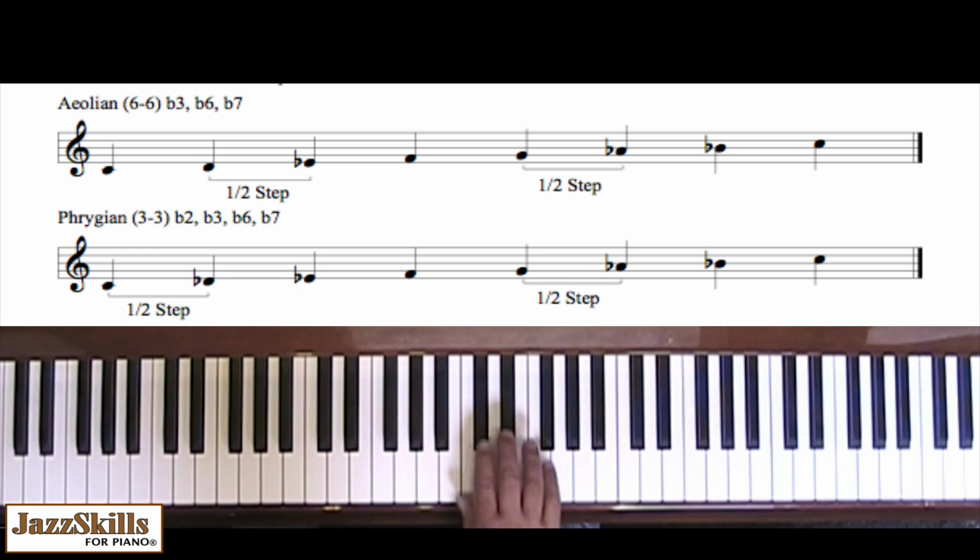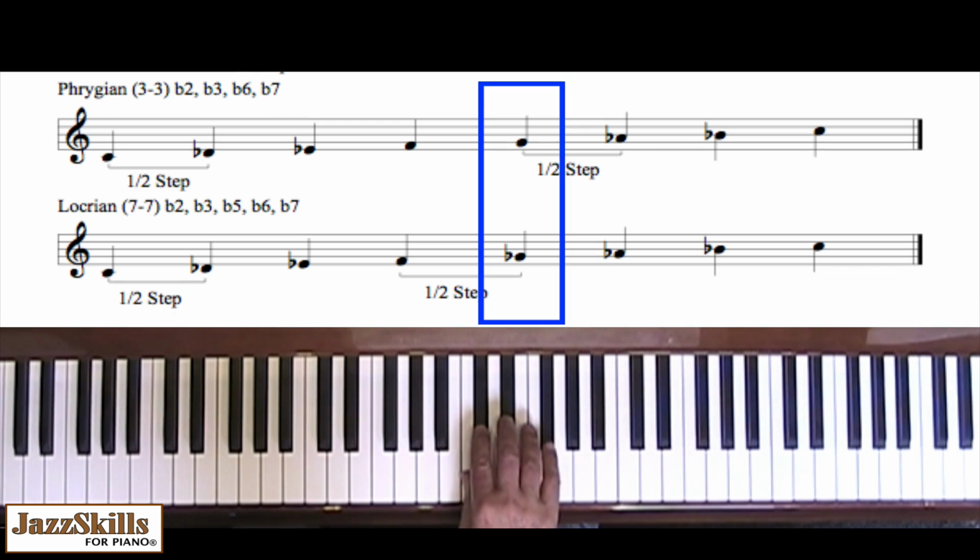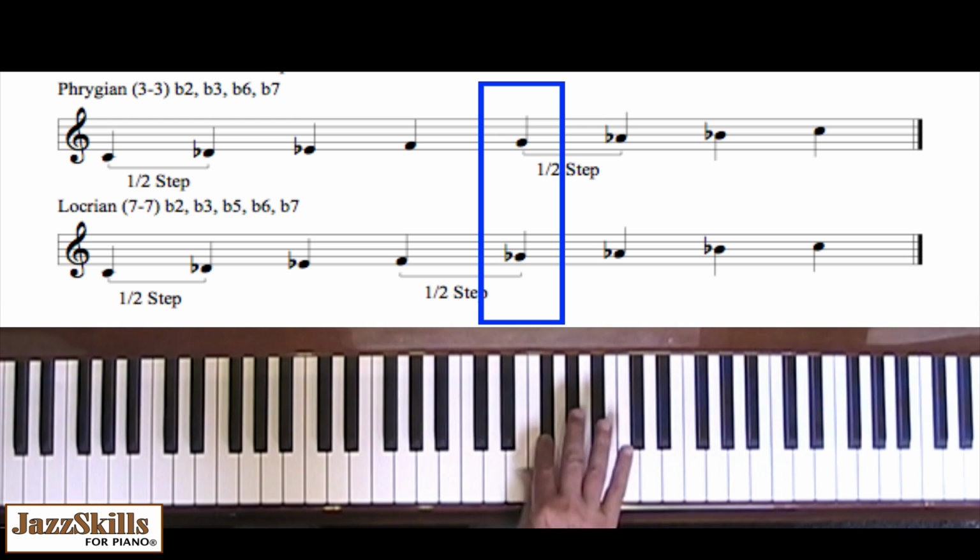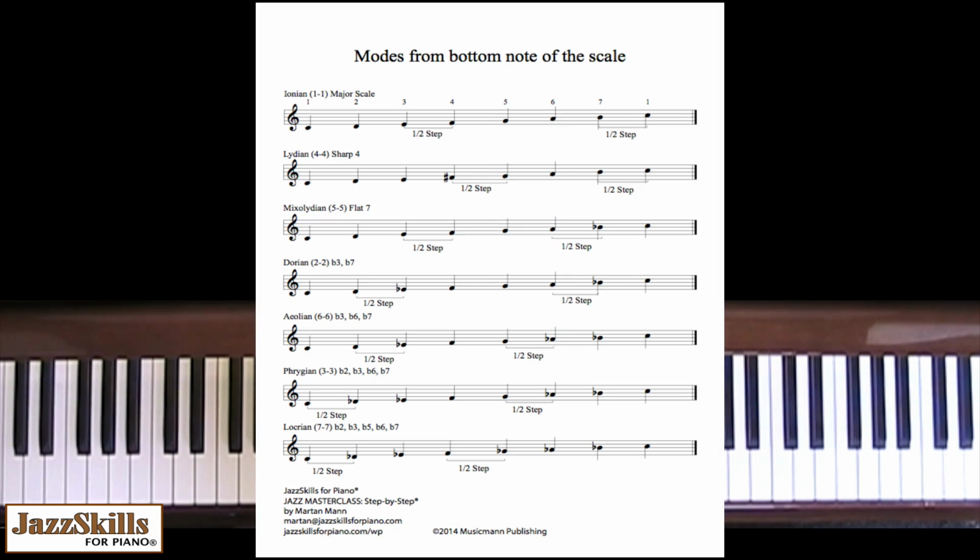And one more, if we want, we can flat the 5th. In addition to the Phrygian mode, we would go like this. And that's called the Locrian mode.